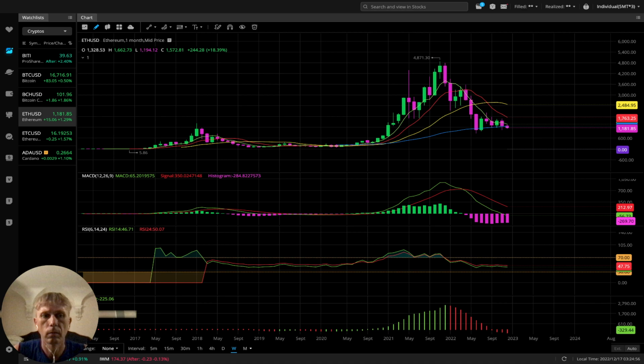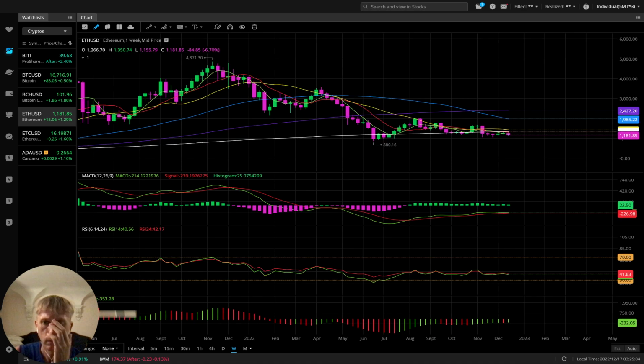Weekly is kind of flat, no changes, right? It's flat, with bullish divergences on all indicators. Weekly for Ethereum, bullish divergence on weekly.